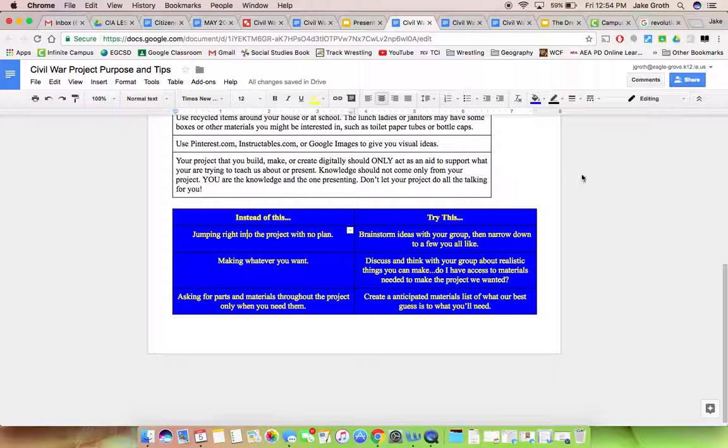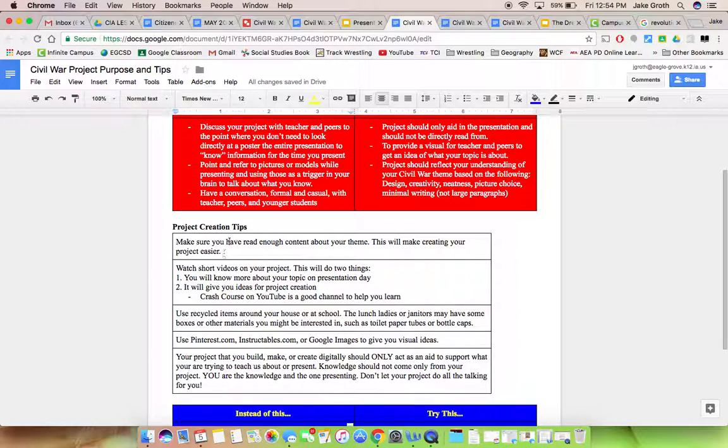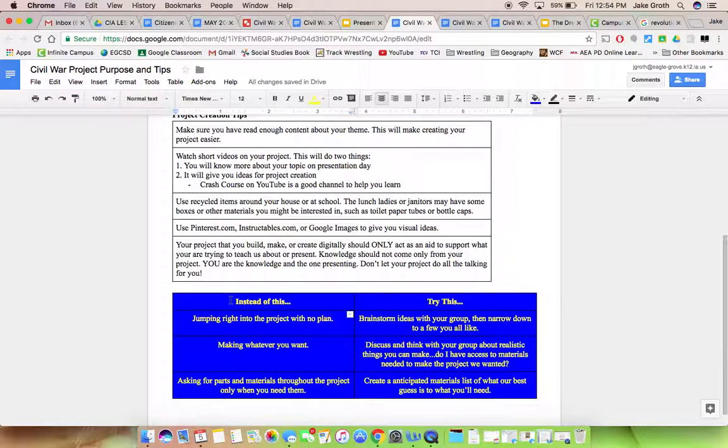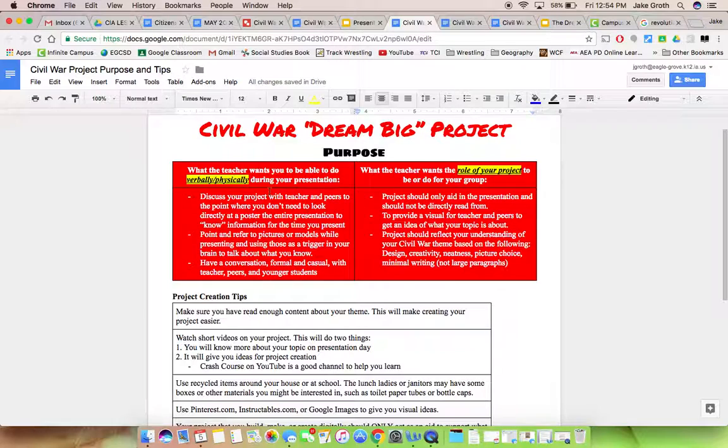Step number 3, obviously you'll take notes and a few other things. This is more of your dream big, kind of what's going on here. You've got different tips on what you should do, the do's and don'ts. So instead of doing this, like make whatever you want, instead try discussing and thinking with your group about what's realistic, what you want out of your project, what do you have access to, things like that. And there's a couple other things. This is what I'm looking for verbally and physically, and then the role of your project. So this is like presentation day, what I'm looking for.